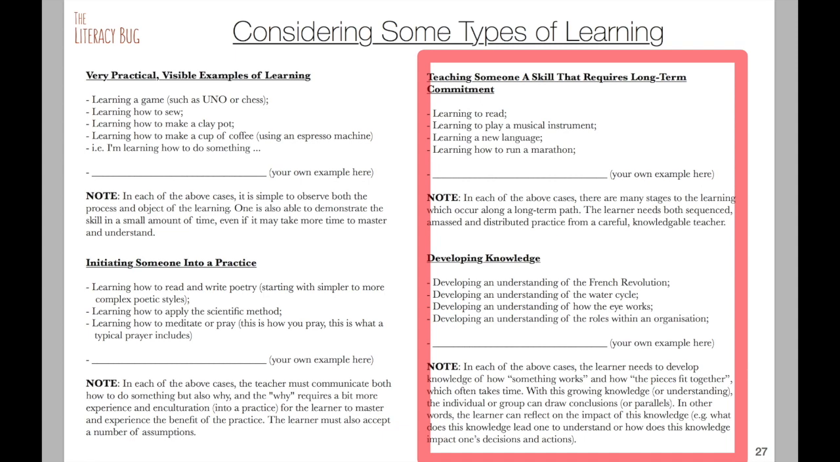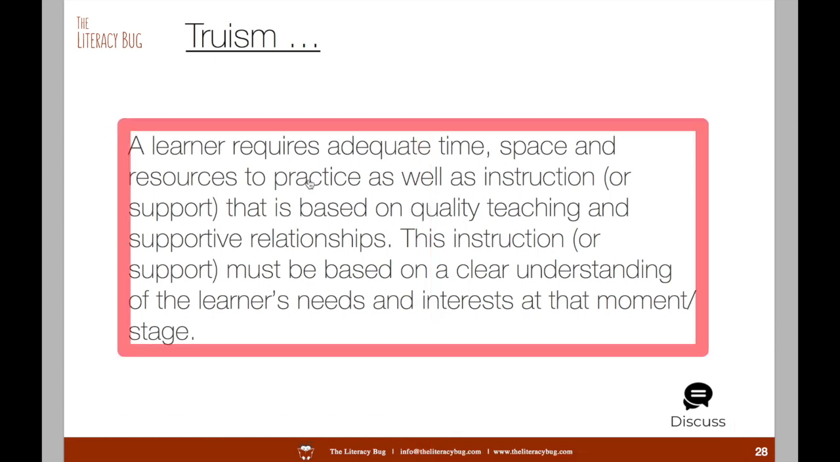We talk about helping someone learn, but there's a variety of types of learning to be mindful of. But the truism across all of this is a learner requires adequate time, space, and resources to practice, as well as they require the instruction or support that is based on quality teaching and supportive relationships. So this instruction or support must be based on a clear understanding of the learner's needs and interests at that moment or stage. So time, space, and resources.